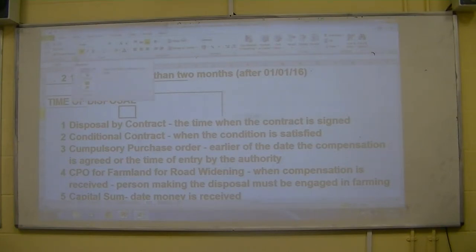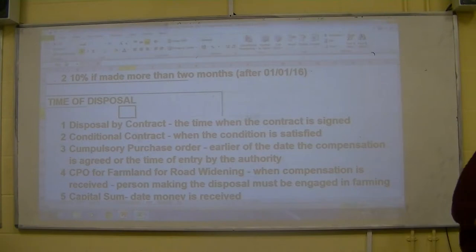Fight over the price. Yeah, and the important thing there is the person making the disposal must be engaged in farming. If they're engaged in farming, the capital gains tax rate that would have applied back in 2002 will apply when they receive the money now. But if you're not engaged in farming, you should have made your capital gains tax return back in 2002, otherwise you'll be charged interest for not paying. If you were farming back in 2002? Oh yeah, as long as you were farming then, at the time of the agreement.